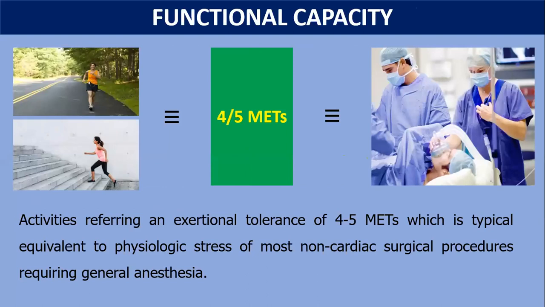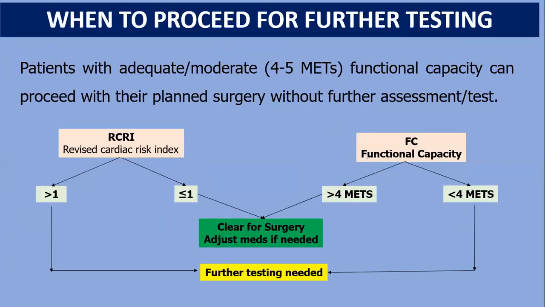So I want to repeat at this point, an exertional tolerance of 4 to 5 METs is typically equivalent to the physiological stress of most non-cardiac surgical procedures requiring general anesthesia. So this parameter is very vital. We have to keep it in our memory before deciding the risk stratification for this patient. So if the patient has adequate, moderate functional capacity without any RCRI risk factors, then you proceed for surgery.